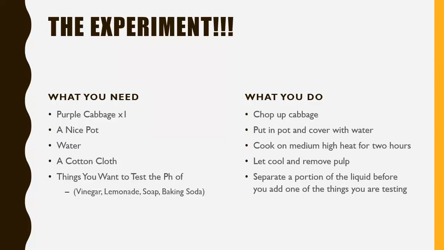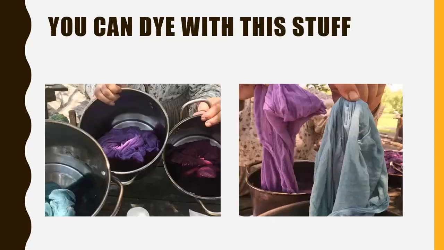I recommend starting off with something that you know is going to be acidic, like vinegar, and seeing what color it changes to. And then moving on to some other things that you don't know whether or not they're going to be acidic or basic, and seeing what color they change. Also, no change is totally an answer. That means pH neutral.